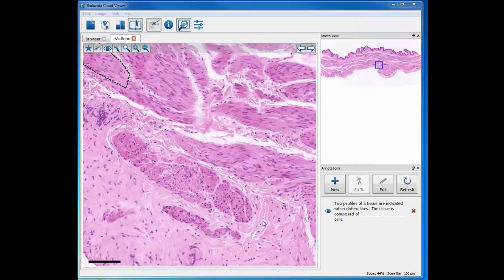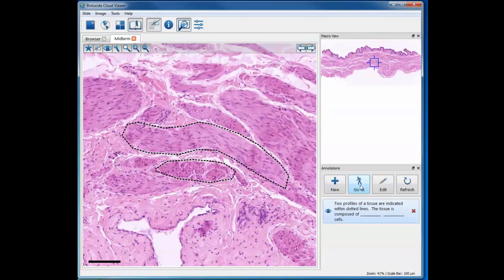Now, this question is an example of one where, if you failed to click on the annotation and then go to, you would not see exactly what we were asking about. So I'm going to click on go to, and you see that's what we're asking about right there. The question says, 2 profiles of a tissue are indicated within dotted lines. The tissue is composed of, and the answer we wanted was smooth muscle cells.